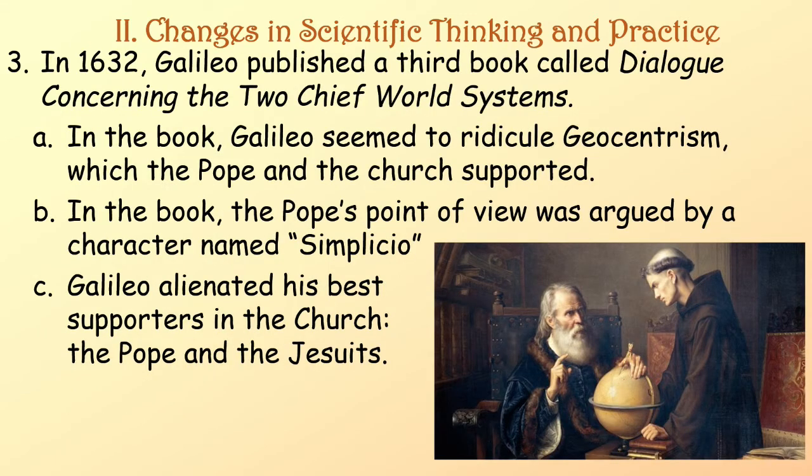In 1632, Galileo made a big mistake. He published a third book called Dialogue Concerning the Two Chief World Systems. And in this book, Galileo seemed to ridicule geocentrism, the idea that the earth is the center of the universe, which the Pope and the Church supported. In the book, the Pope's point of view was argued by a character named Simplicio, and I'm sure you can understand where that's going. And Galileo alienated his best supporters in the Church, the Pope and the Jesuits.